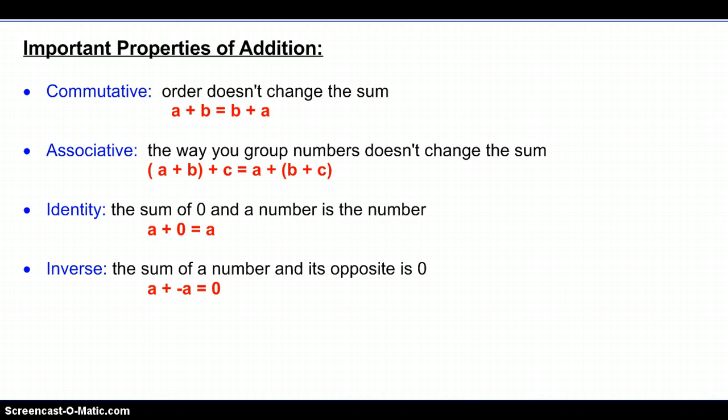And the inverse property says the sum of a number and its opposite is 0. So A plus the opposite of A is 0. 5 plus the opposite of 5 is 0. X plus the opposite of X is 0.